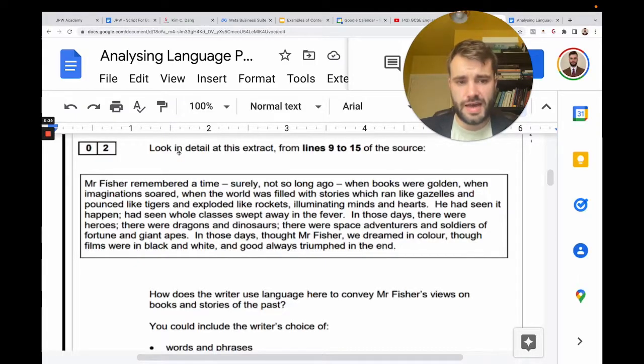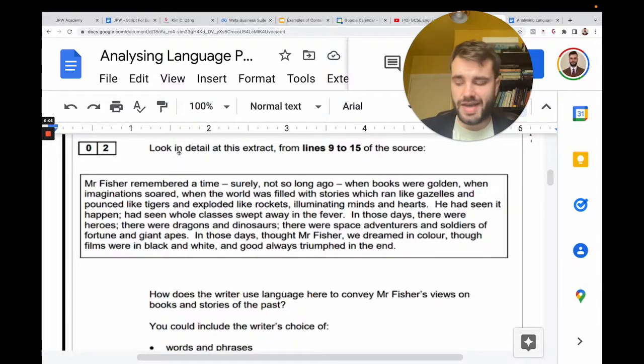Well, this is a nostalgic piece of writing. It's written from Mr. Fisher's point of view. He imagines how exciting stories were, reminisces on how they were in the past, and regrets how they are now in the future. The question is asking us, how does the writer use language, remember language simply means words, to convey, which means show, Mr. Fisher's views on books and stories of the past.